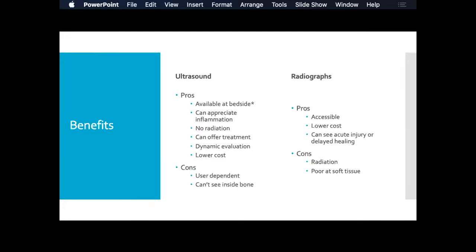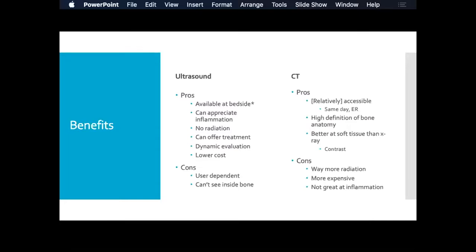Radiographs: it's accessible. You can get them same day if you order them. Lower cost. Acute injury versus delayed healing, a little bit better with radiograph. Cons: there's radiation and it's not really great at soft tissue structures unless something significant's going on.